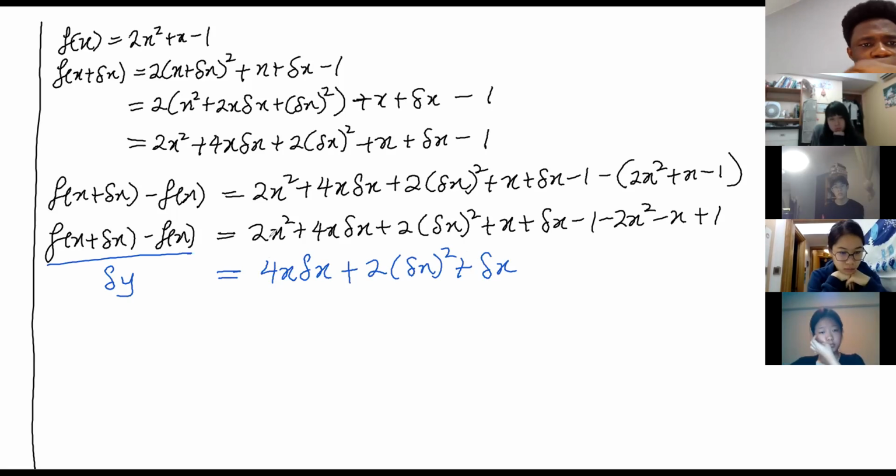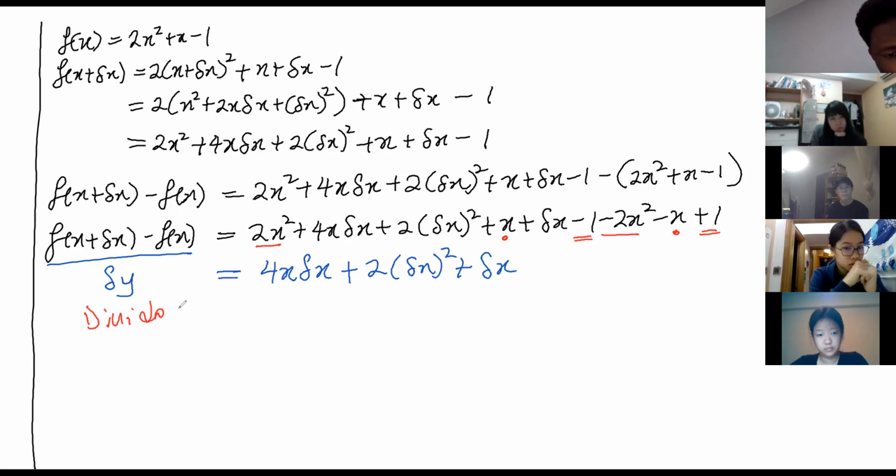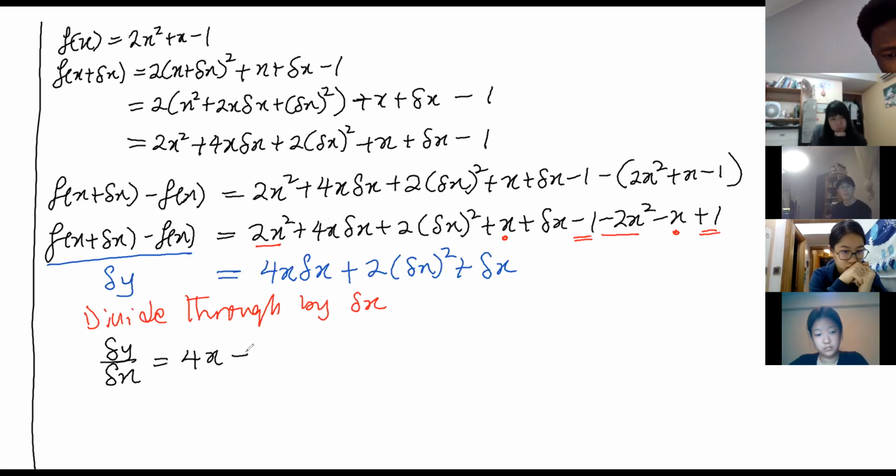2x squared is gone. Let's see. This 2x squared cancelled here. This plus x cancels minus x. This cancels this also. So we are left with this one, and this one. Just 3. Okay? So what we're going to do next is divide through by delta x. If we divide through by delta x, delta y divided by delta x is simply 4x plus 2. There's no need for bracket anymore. There's no square anymore. Plus 1.